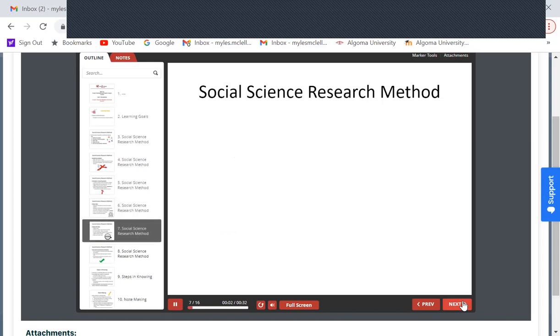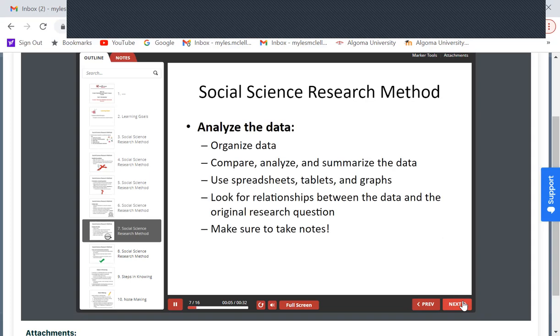Our next step is to analyze the data. This includes organizing the data, comparing, analyzing, and summarizing it. This can be done using spreadsheets, tables, and graphs. And while you're analyzing the data, it is crucial to look for relationships between the data and the original research question. It is also extremely important to take notes.